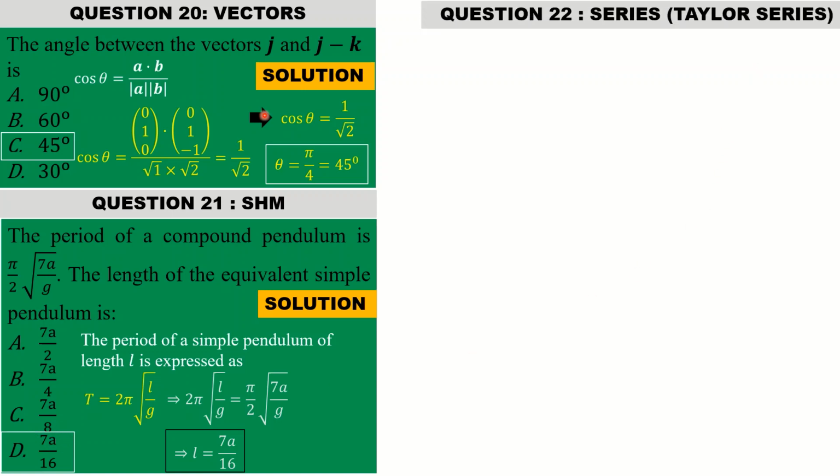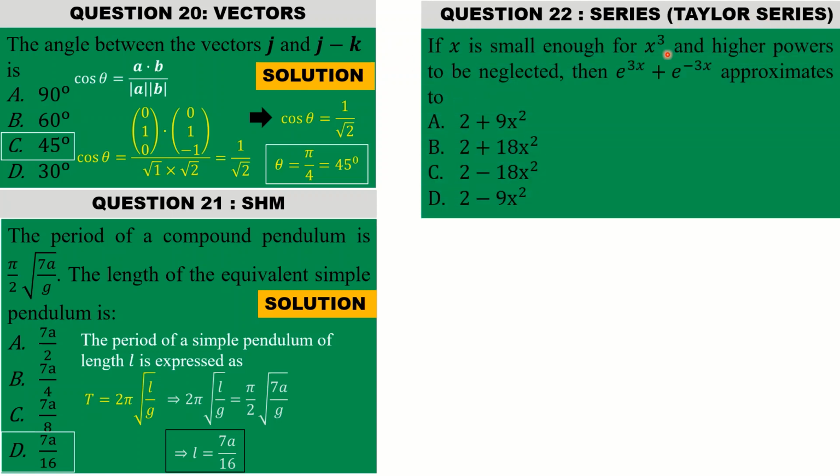Alright, question 22, it came from series, specifically the Taylor series expansion at 0, that is the Maclaurin series expansion though. The question reads, if x is small enough for x cubed and higher powers to be neglected, then e raised to the power 3x plus e raised to the power negative 3x approximates to, and we have the various options. So first, we are going to identify e raised to the power 3x plus e raised to the power negative 3x as 2 cosh 3x. Why? Because cosh 3x is simply this quantity divided by 2. It means that this quantity is 2 times cosh 3x.